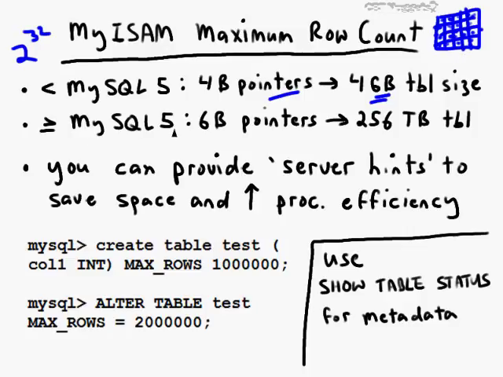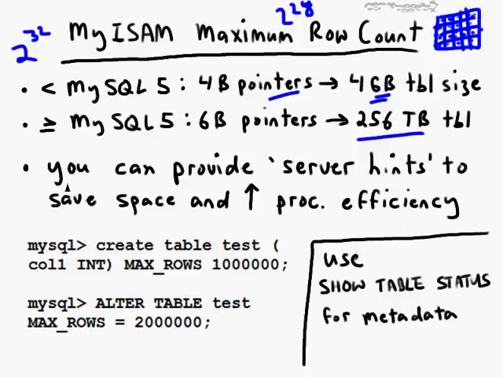Now, as of MySQL 5, we moved to a 6-byte pointer. Now, 8 times 6 is 48. So we now have a maximum field or grid size of 2 to the 48th power. And if you do the math, that turns out to be a tremendously large number. So the maximum table size as of MySQL 5 has jumped to 256 terabytes. I think that should keep most MySQL administrators pretty satisfied for at least the next couple years.